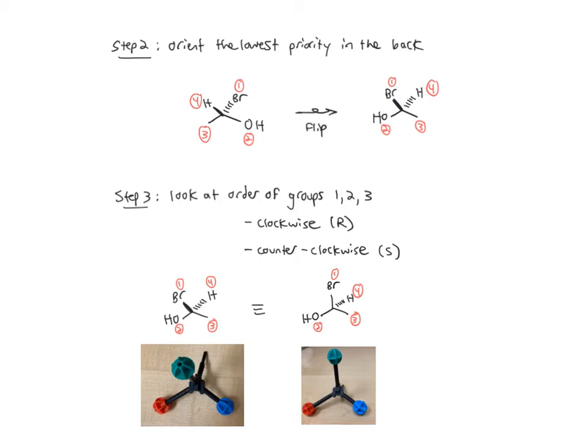That's good. What we're going to do after that is look at the order of groups 1, 2, and 3. Once you bring 4 to the back, you ignore 4. You don't have to worry about 4 anymore. Once it's in the back, you're just focusing on groups 1, 2, and 3. We're looking at the order of them to see if they're going to be in a clockwise or counterclockwise orientation. So we're going to start at 1, and go towards 2 and 3. To do this, because priority 4 was in the back, you can look at the molecule like this.